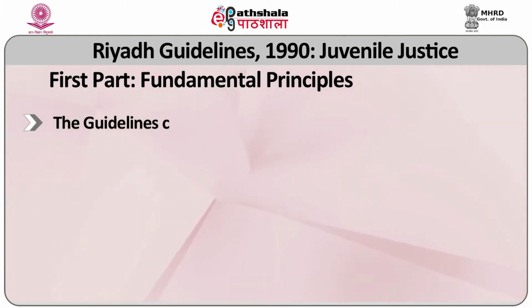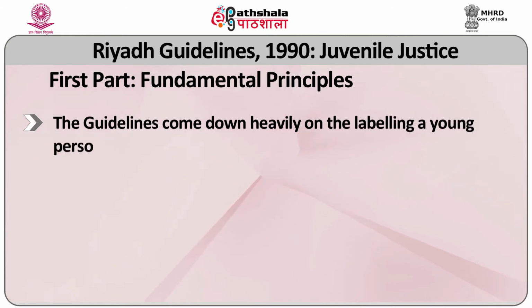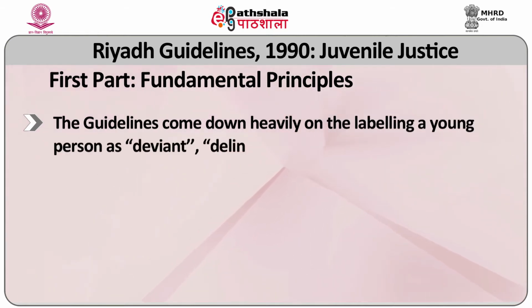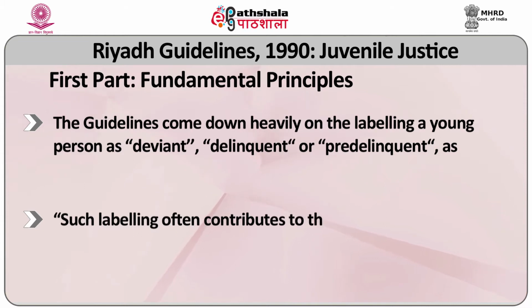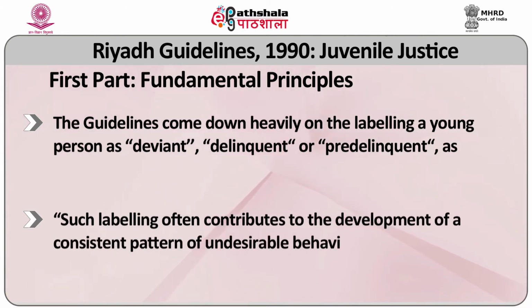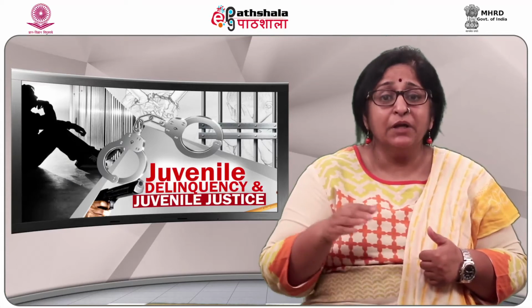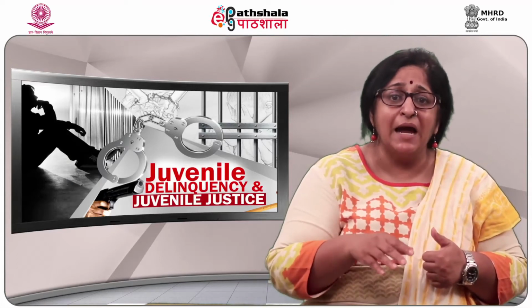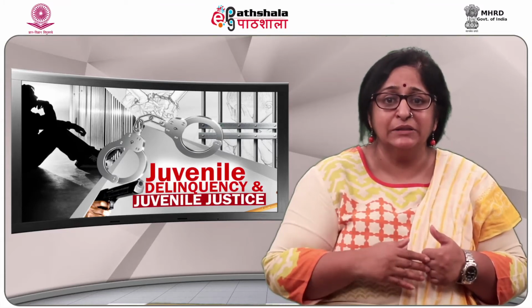The guidelines come down heavily on the labeling of a young person as a deviant, a delinquent, a pre-delinquent. As such, labeling often contributes to the development of a consistent pattern of undesirable behavior by young persons. The guidelines also propose community-based services and programs for preventing juvenile delinquency.